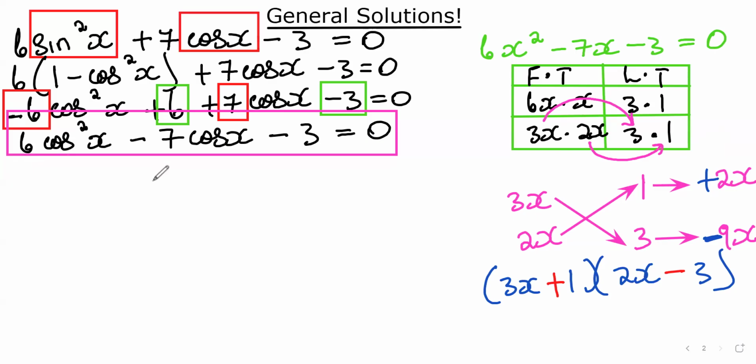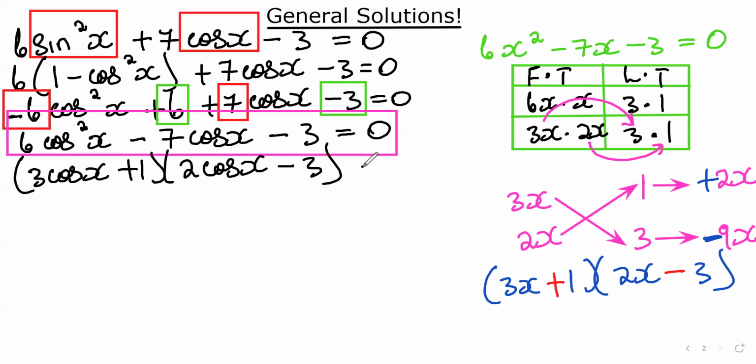But of course, you understand that x is actually cosine. So it means we have 3 cosine x plus 1, and this is multiplied by 2 cosine x, and then you say minus 3. And this is equal to 0. Then from this point, it's time for you to apply the zero vector law.